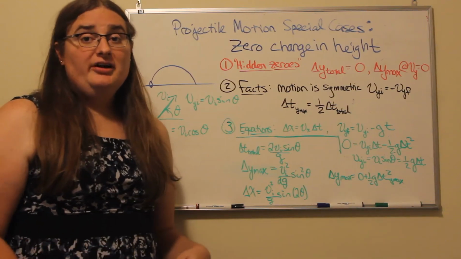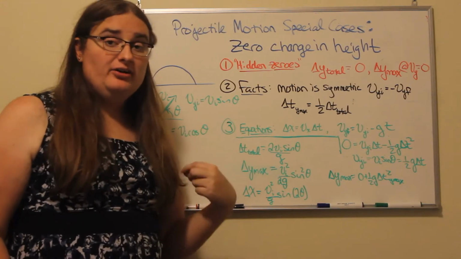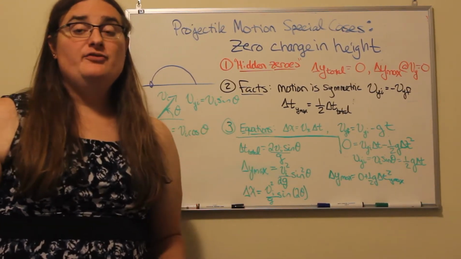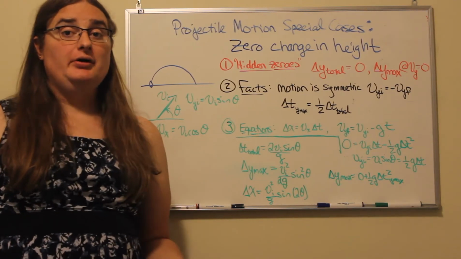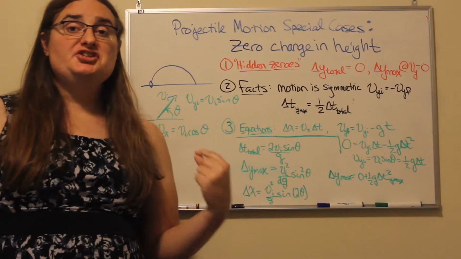Hi, I want to talk about another special case of projectile motion, and with special case, it's about hiding information in a problem that's zero. And this problem is called zero change in height.